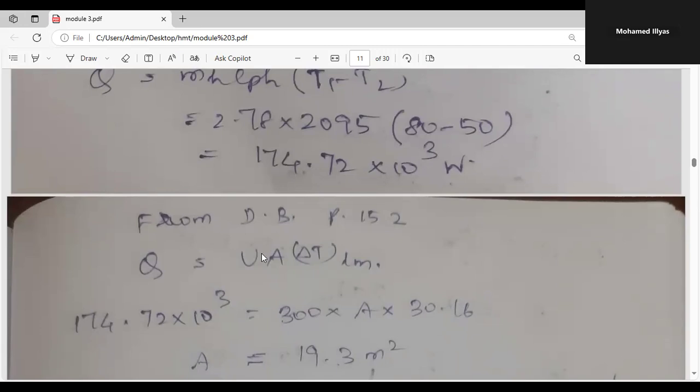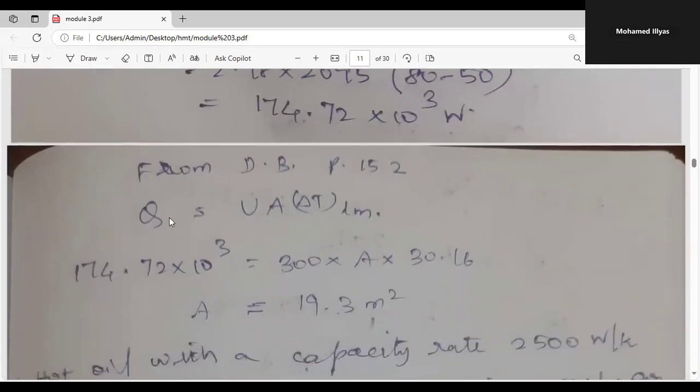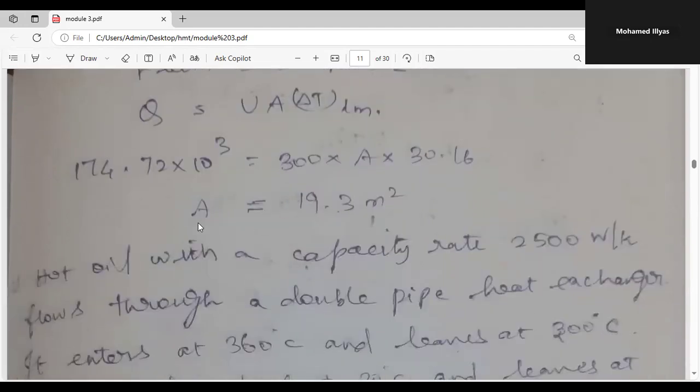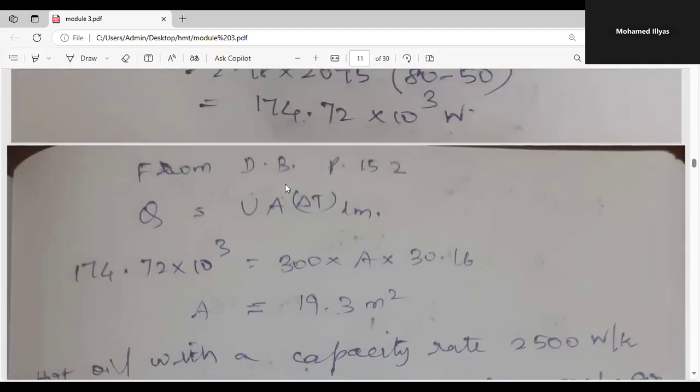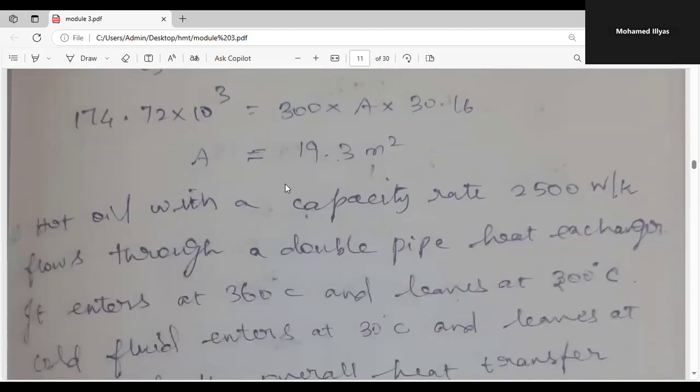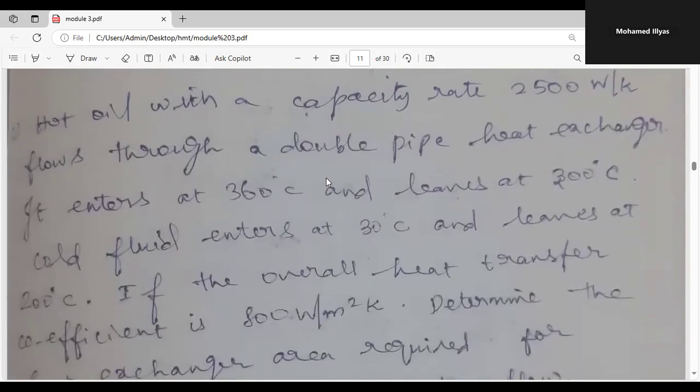This equation is also available in our heat and mass transfer data book. So in this expression, we know Q, the overall heat transfer coefficient, and the LMTD. So the unknown is the heat exchanger area. We'll get our heat exchanger area as 19.3 meter square. So by using the heat exchanger equation and also the LMTD expression, we are able to get the heat exchanger area for this problem. So we'll see one more problem.